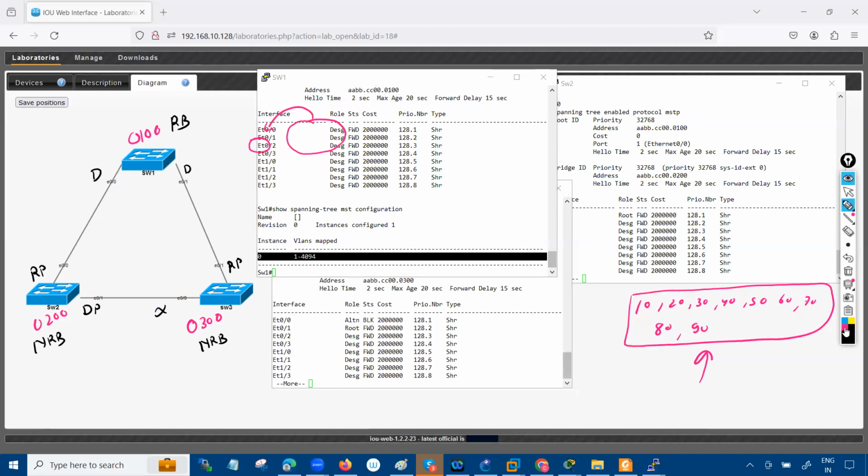Can I utilize this particular link over there? No. This is my 100 meg link, and this is my 100 meg link. Can I send my traffic from this particular link? No, I cannot, because these ports are blocking ports. Blocking ports cannot accept data traffic. They can only accept BPDU traffic.